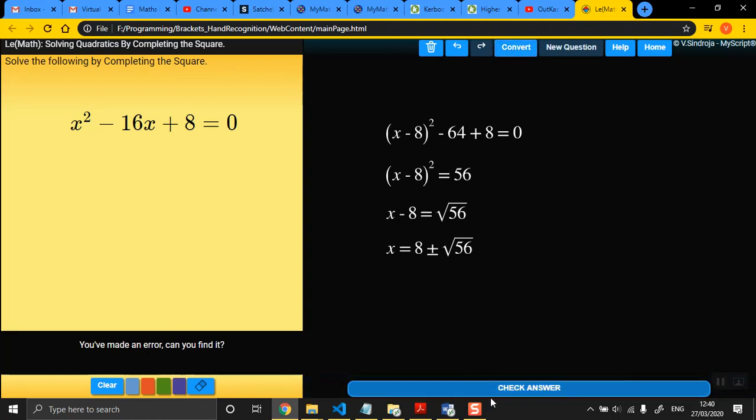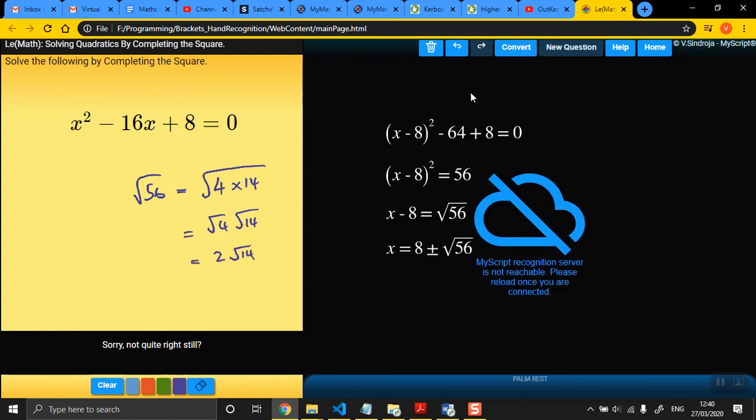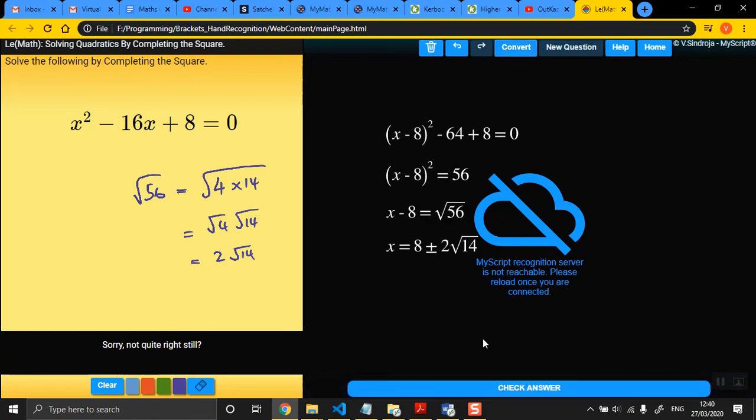But if I convert that, right, this thing here is not finished. Just your laws of surds. Root 56, you need to think about what square number goes into root 56. And 4 goes into it, and 4 times 14 is actually 56. So remember your laws of surds. You can take the 4 out, so you can split this up, and the square root of 4 is 2, so this is 2 root 14. So if I cross that out and turn it into 2 root 14, this should be the answer.